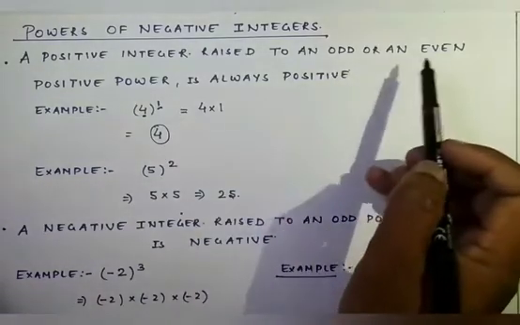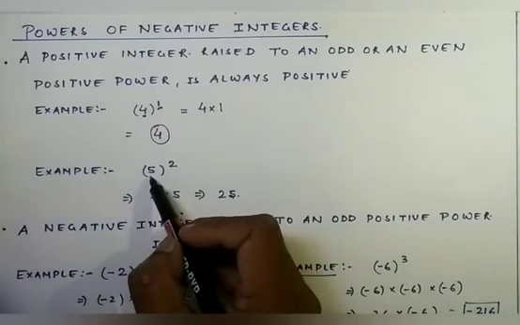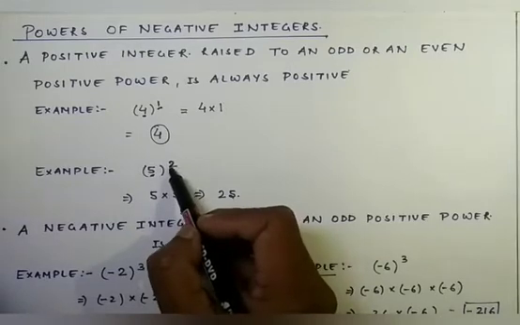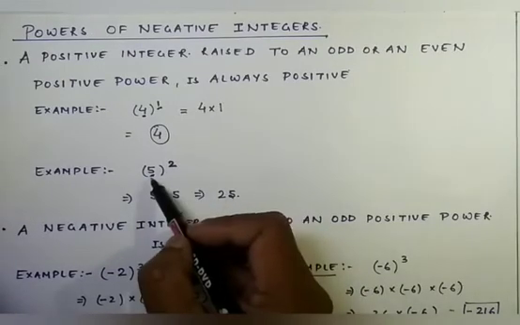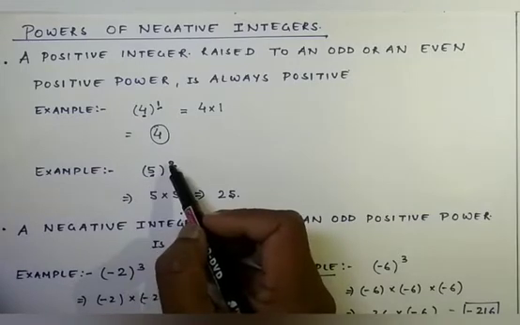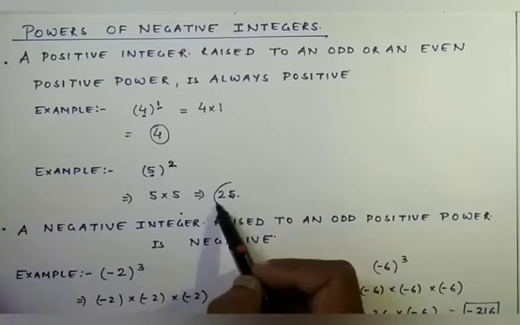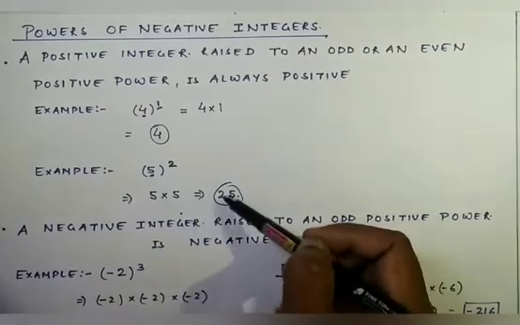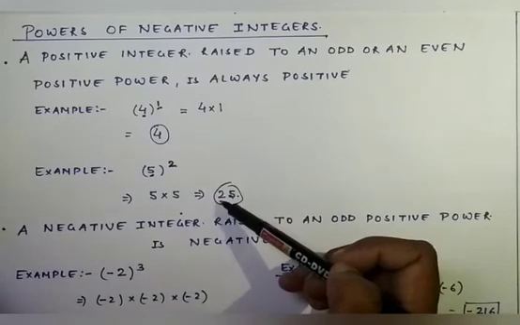Now the second is even positive power. Suppose I have taken a positive integer 5 as the base, and the power is an even number, which is completely divisible by 2. So over here I have taken 5 to the power 2. If I multiply 5 into 5, what will be the answer? 25. So you can see that in both cases the answer is positive.